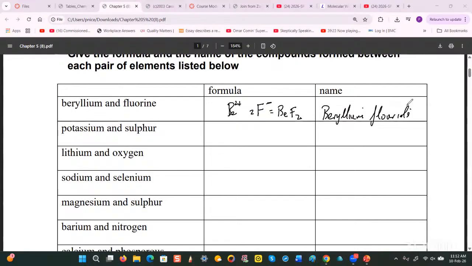Any questions about this? Okay, so let me hear what you have to say about the next one. Potassium and sulfur. So look it up in the table, and I want you to tell me what's the charge carried by the potassium ion and the charge carried by the sulfide ion.